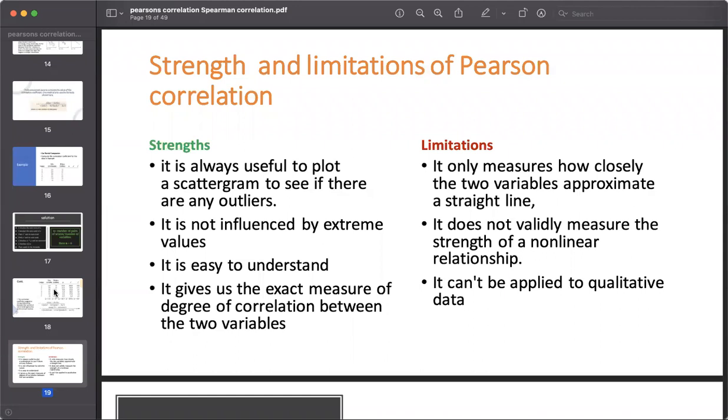Limitations: it only measures how closely the two variables approximate a straight line. It does not measure the strength of a non-linear relationship. It cannot be applied to qualitative data.